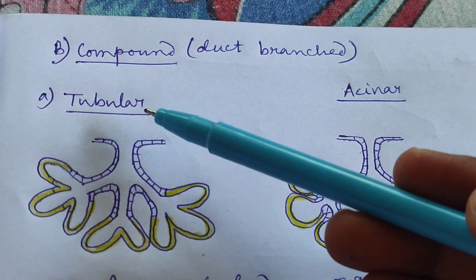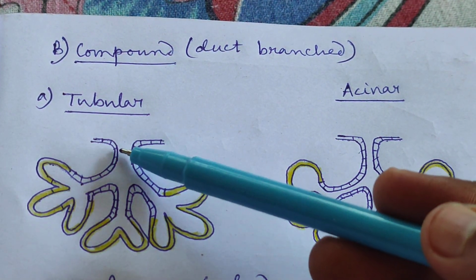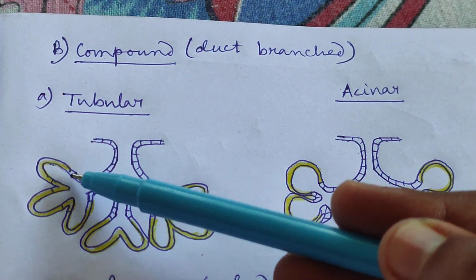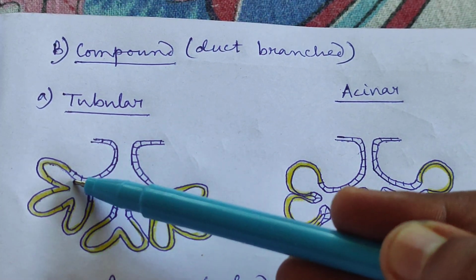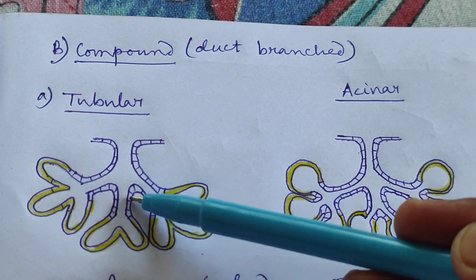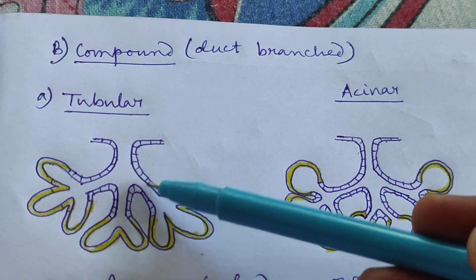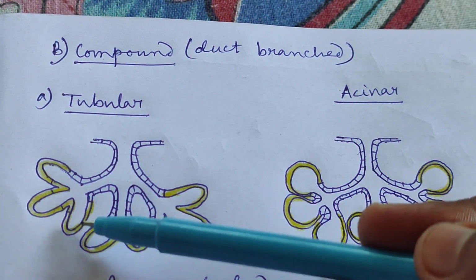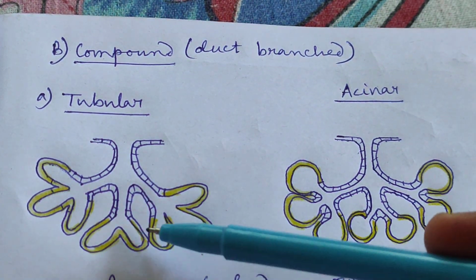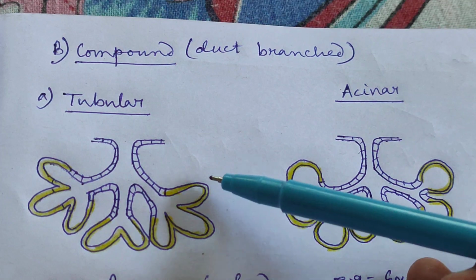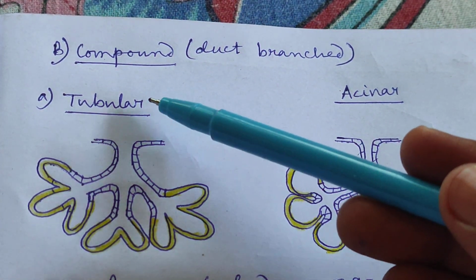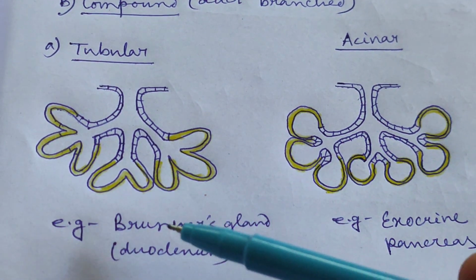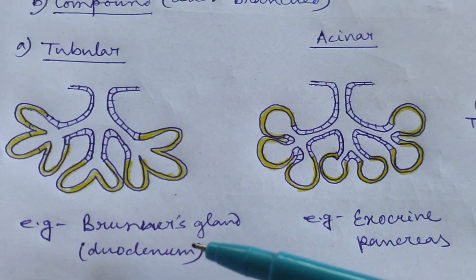The tubular compound gland, see here, the white portion, the duct portion is branched. This has three branches, this branch and this branch. Three branches are here for the duct, and the secretory portion is also branched, but the secretory portion is of tubular type, that is why we call it tubular compound gland. The example is Brunner's gland present in duodenum.